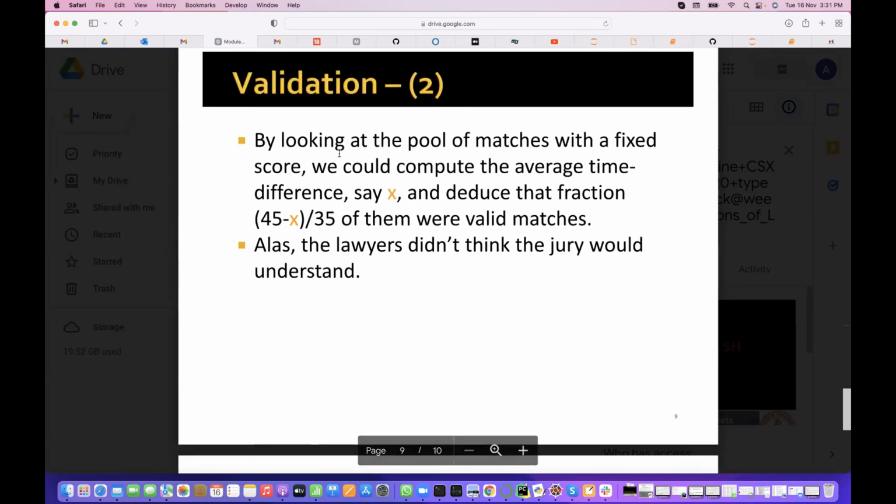So another way of looking at it is, by looking at the pool of matches with a fixed score, we could compute the average time difference, say X, and deduce that a fraction (45 minus X) by 35 of them were valid matches. So again, they are using some probabilistic theory. They are trying to compute through statistics how many may be bogus matches.